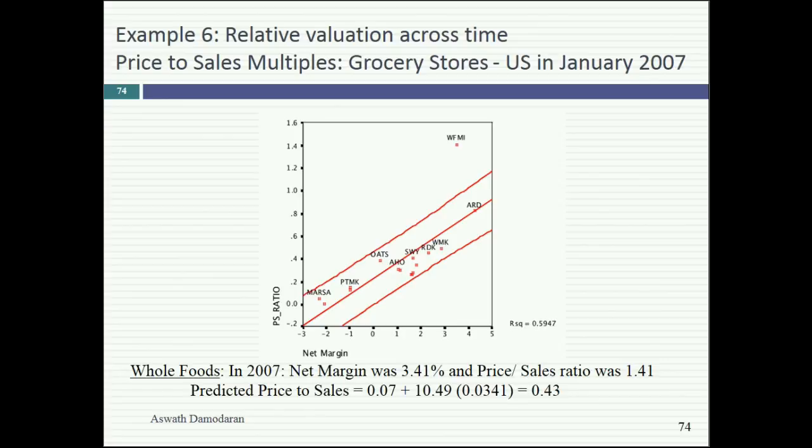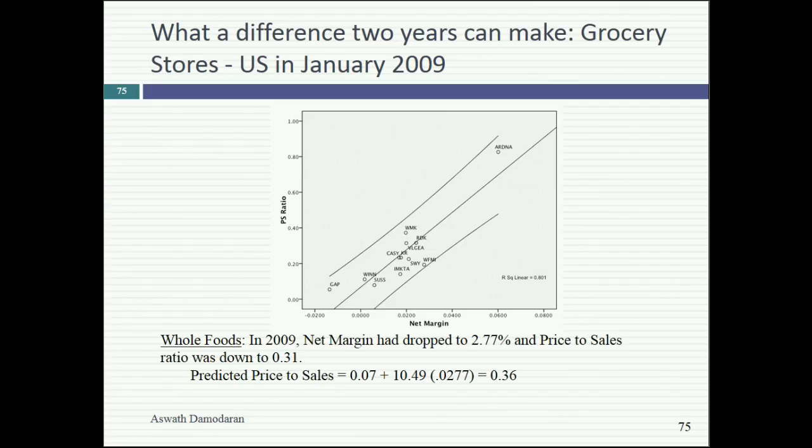If you take the grocery sector and you take price to sales against net profit margins, you get a regression line. You put in the higher profit margin for Whole Foods into it, the predicted price to sales ratio would have got to be 0.43, which would have put them at the top of the list, but they were actually trading at 1.4 times revenues. Even after you control for the fact that they're much higher margins than everybody else, they looked expensive to me. But it was the star of the moment. 2009, I visit them again. This is 2 years later. Where's Whole Foods now?